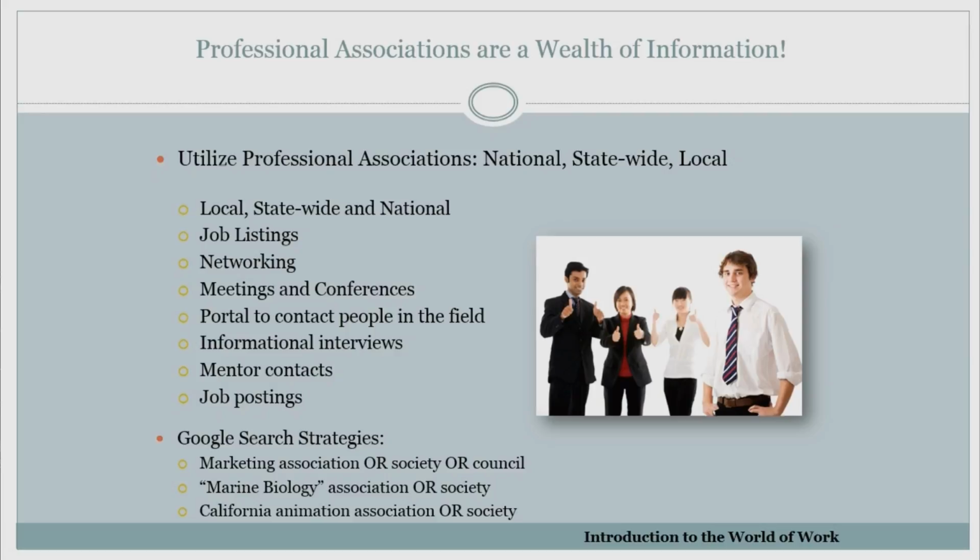So at the bottom of this slide are several internet search, Google search strategies that you can use to find the associations, the national, international, as well as state associations related to your interest area or major. So as you can see, you can type your keyword, for example, marketing, and then just type association, capital OR, society, capital OR, council. The OR in caps is very important because it tells Google that you want to consider either of those words, not all of them together. So this is an excellent way to gain more information about the industry.